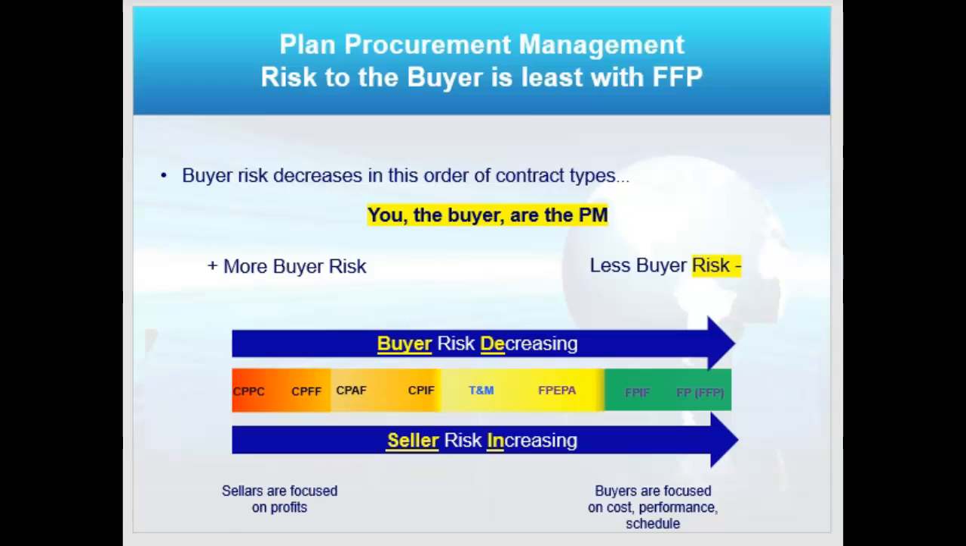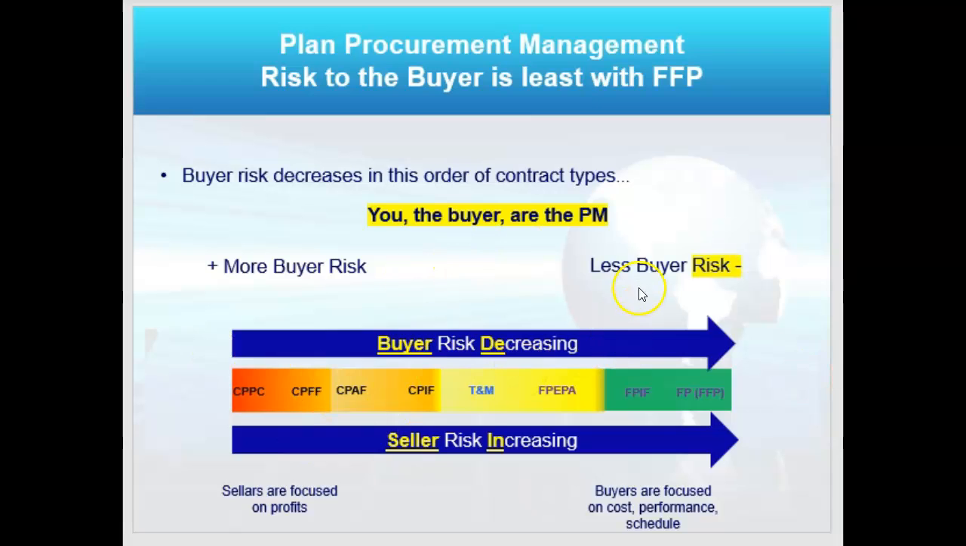You have the least risk in green at a fixed price, or sometimes called a firm fixed price contract. But notice on the bottom blue arrow, the seller's risk is increasing. So the seller has more risk in a fixed price. They have the least risk in any of the cost reimbursable vehicles.